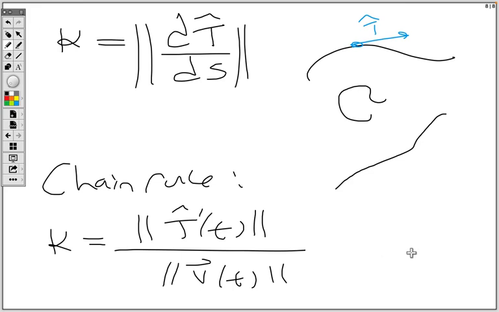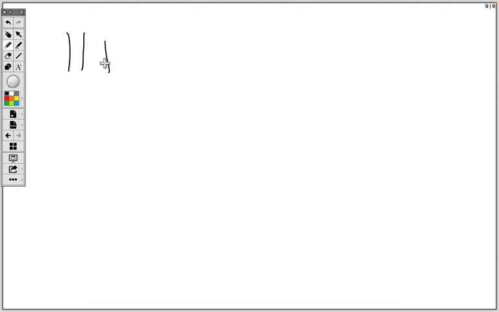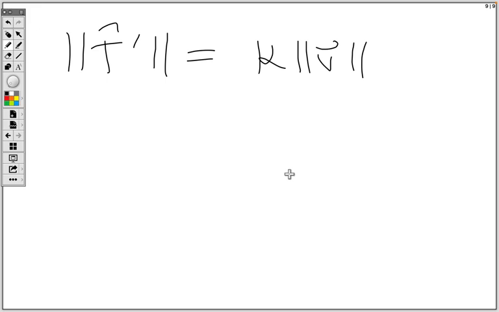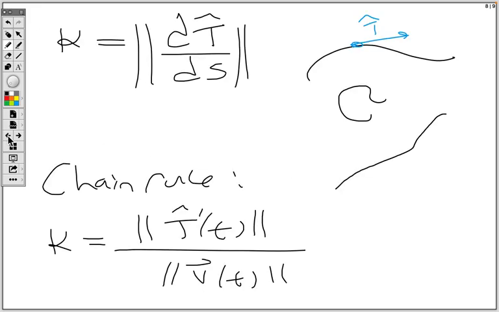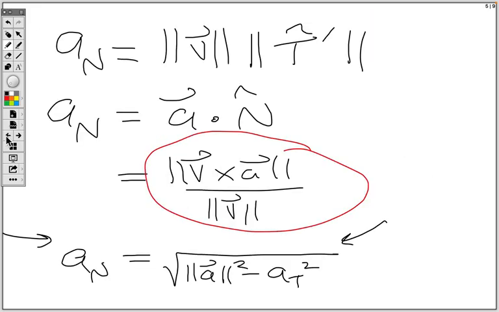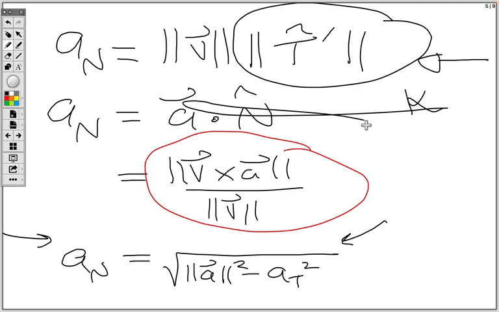And then this opened up connections between the curvature and other things. So for example, this meant that the magnitude of T hat prime is the curvature times the speed. And so going back to my normal component, I can now express this in terms of the curvature, which makes sense because both of them have to do with how fast you're changing your direction.